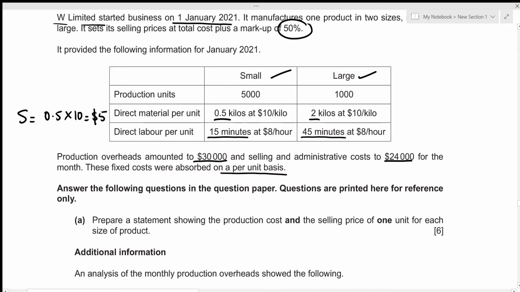Let's repeat the same process for large sizes. So the direct material required is 2 kilos and the rate is again the same, $10. So we are just going to multiply 2 with the rate of 10, which gives our direct material per unit cost for the large sizes to be 20.